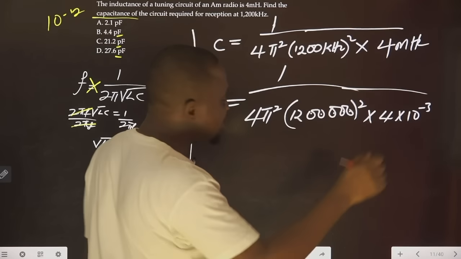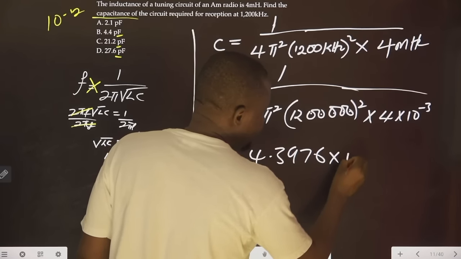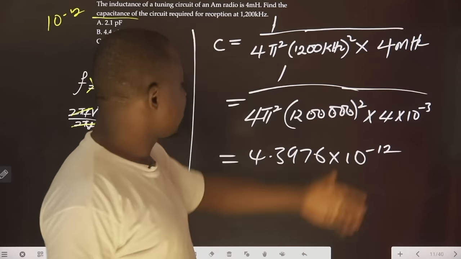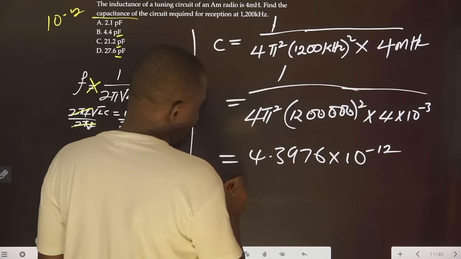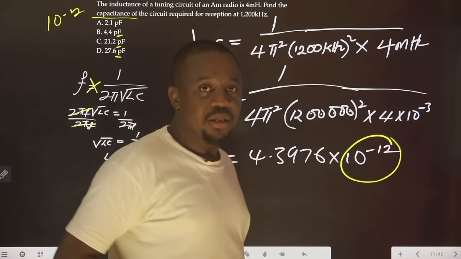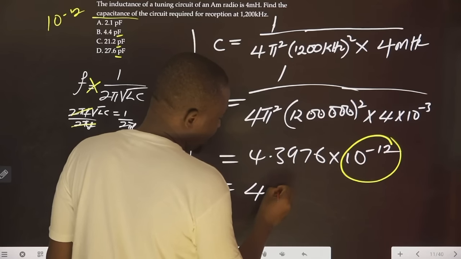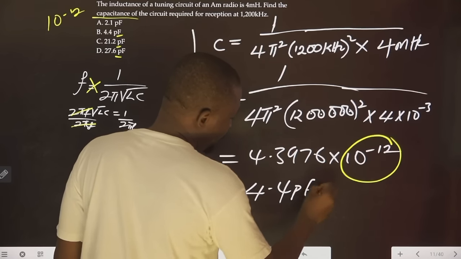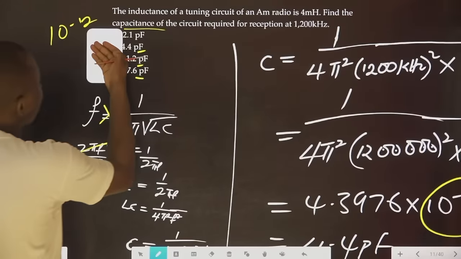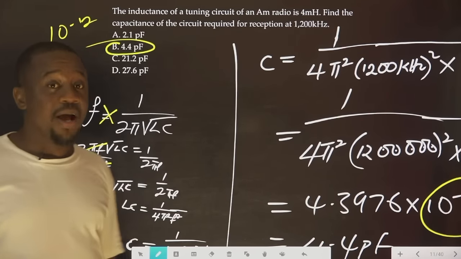I've gone ahead and solved this. I had 4.3976 to the power minus 12. You can do the same thing. So at the end of the day now, we know that this is what? The pico. Therefore, we have approximately 4.4 picofarad. That is our answer. It's B. Our answer is B.